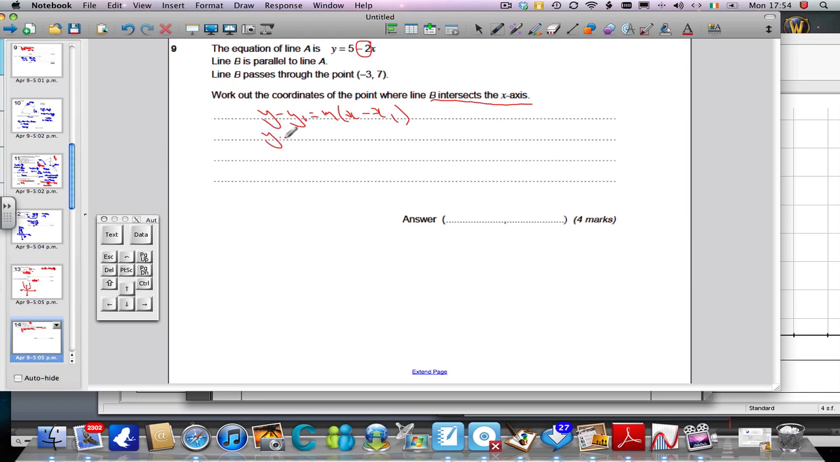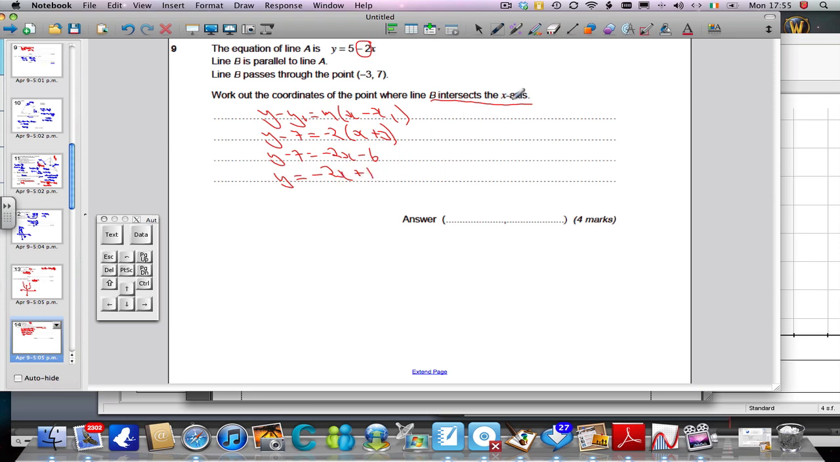Let's just fill this in here. So we would have y minus y1, which is 7, equals m, the gradient, times x minus x1. Minus minus 3 is plus 3. So y minus 7 equals minus 2 times x plus 3. Let's tidy that up. y minus 7 equals minus 2x minus 6. So y equals minus 2x, adding 7 to both sides, plus 1. Okay, so that's the equation of the line.